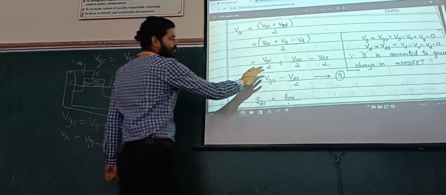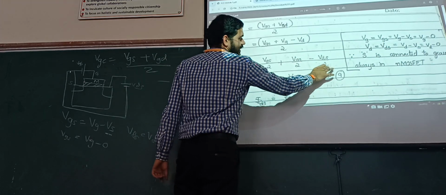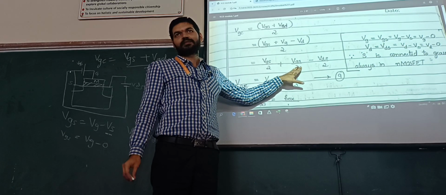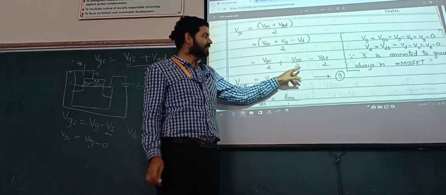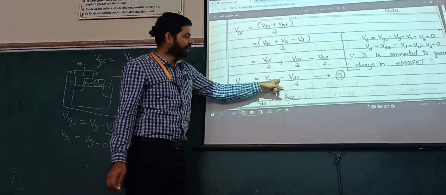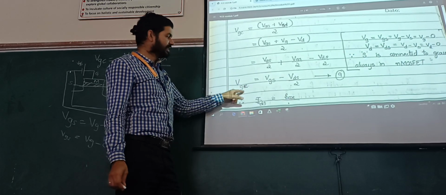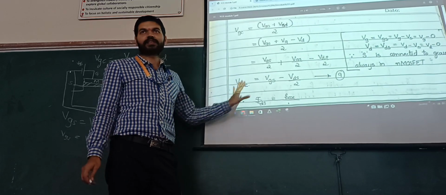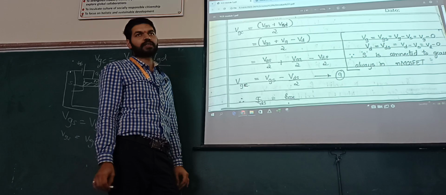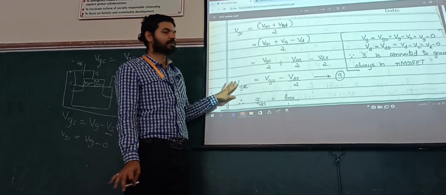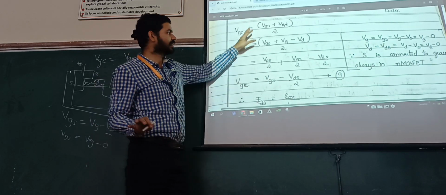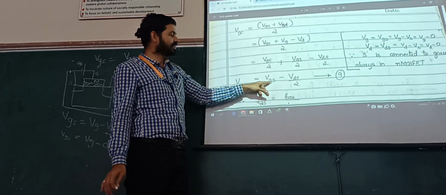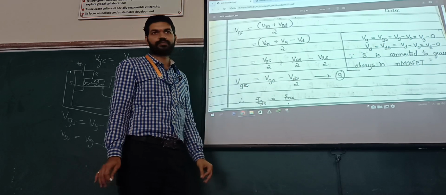Okay. So VGS by 2 plus VGS by 2 minus VDS by 2. VGS by 2 plus VGS by 2, half plus half, is 1. So it is 1 into VGS minus VDS by 2. VGC is actually VGS minus VDS by 2. This is our VGC. The textbook gives the direct answer. I have solved all this so that you understand. Fine, VGC is VGS minus VDS by 2.